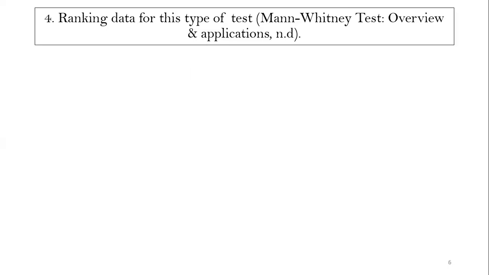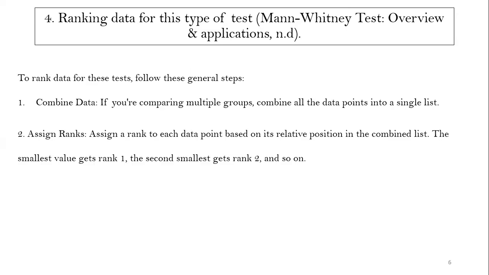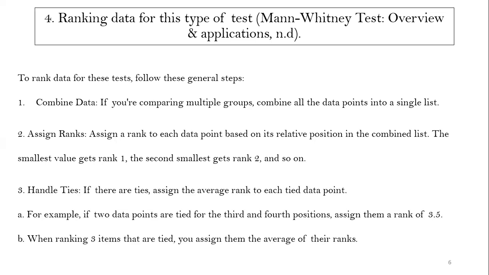4, ranking data for this type of test, which is the Mann-Whitney test. To rank the data for these tests, we have to follow these general steps. 1, you need to combine the data. If you're comparing multiple groups, combine all the data points into a single list. 2, assign ranks. Assign a rank to each data point based on its relative position in the combined list. The smallest value gets rank 1, the second smallest gets rank 2, and so on.